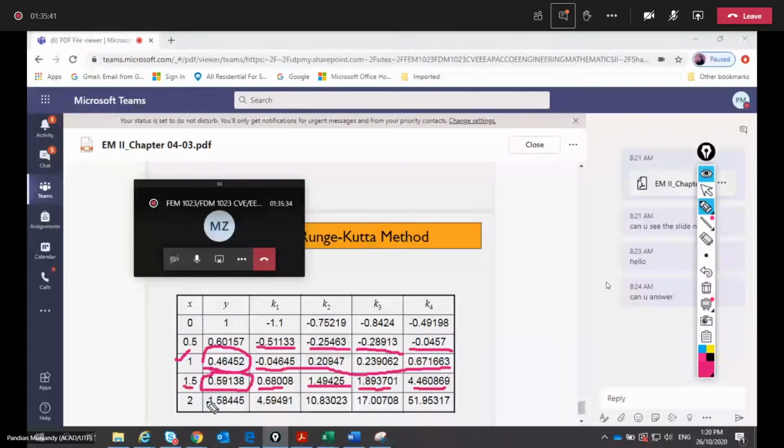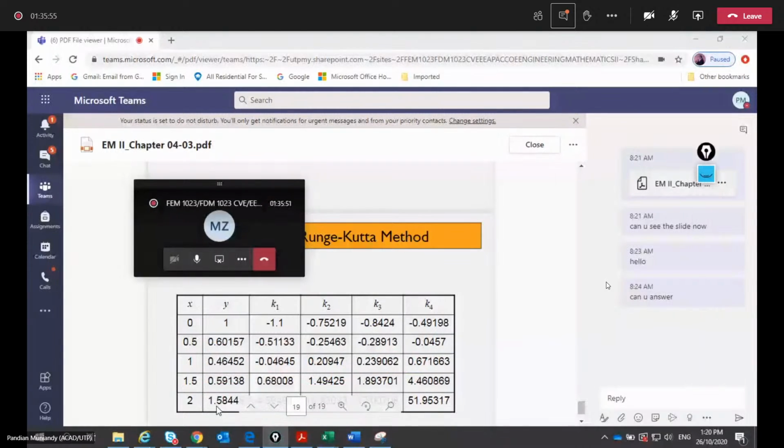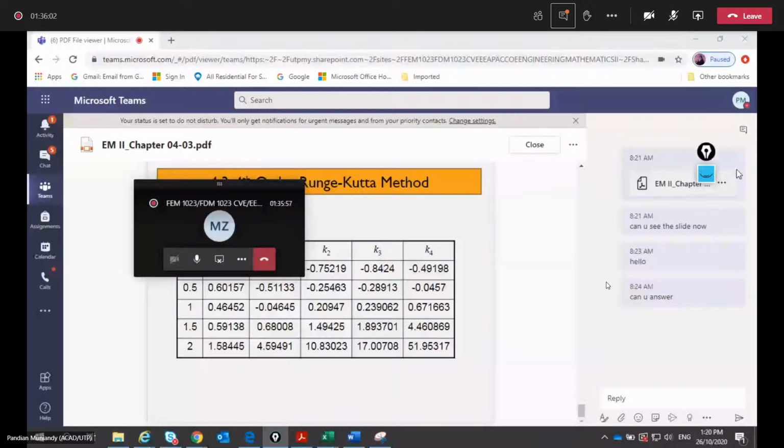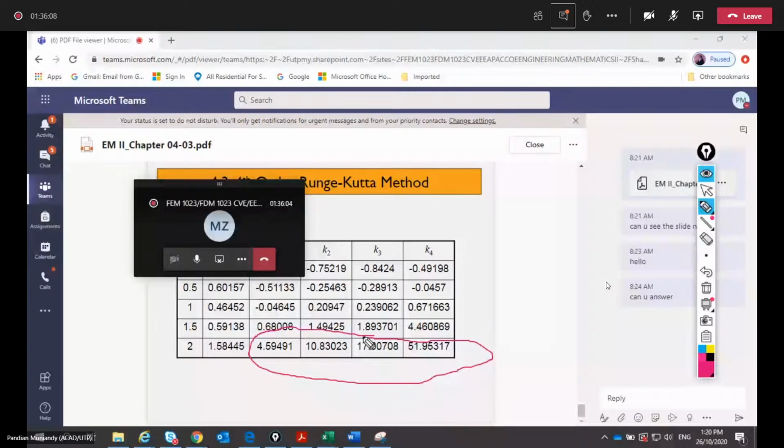Now you use K1, K2, K3, K4, and your X 1.5, Y 0.59138, and you calculate your Y. This Y will be at X equals 2. So, answering the question, you already answered. This one, 1.5844, is the answer from 0 to 2. But if you leave this empty, it does not look nice. So you use X 2, Y 0.58445, and calculate K1, K2, K3, K4.